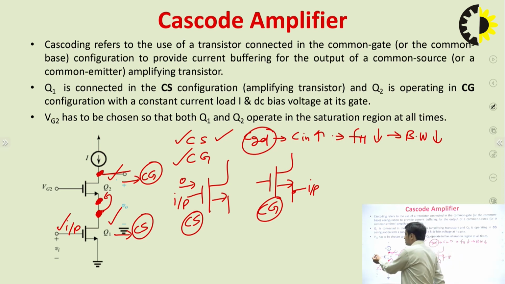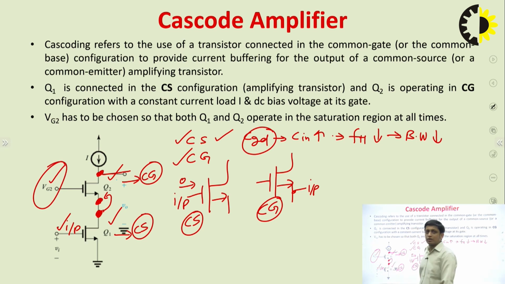and we are applying this VG2, the DC bias voltage, at the gate terminal of Q2, just to ensure that the Q1 and Q2 transistors are in the saturation region, because a MOSFET works as an amplifier in saturation, and this current source I provides the necessary bias current. So this is the cascade amplifier using MOSFET.